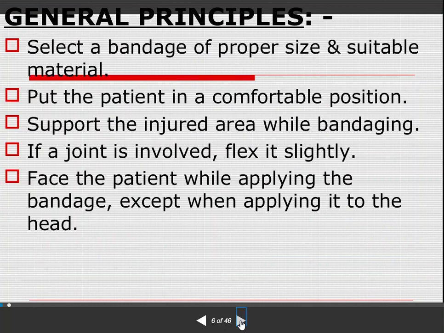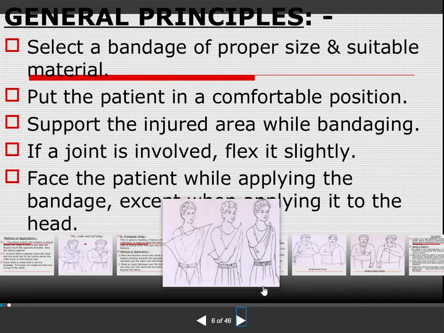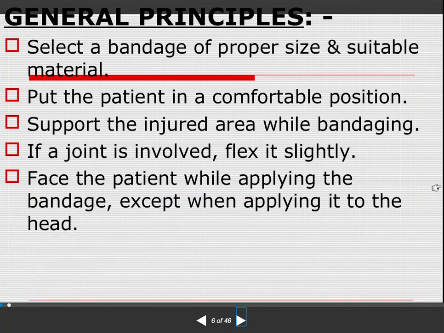Next, general principles. The most important question asked in the examination is the general principles used for the application of bandages. First, the bandage that we select must be of proper size and suitable material. Means it depends on the size of the wound and the age of the person; the size and the material will be selected accordingly. Sometimes water absorbable materials are there, and unabsorbable materials are there, so the type depends on the patient and the condition of the wound.